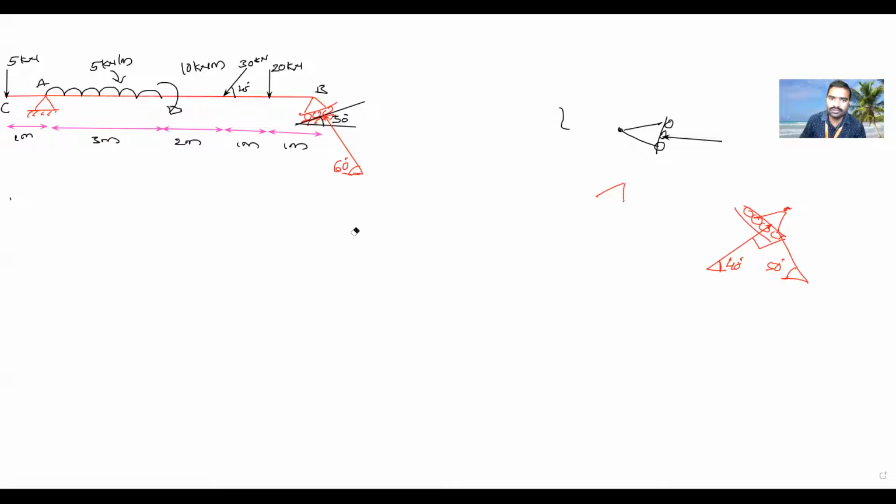Is it understood, everyone? The reaction is making an angle of 60 degree with respect to horizontal. Is it understood, everyone? Yes, sir. Okay. Next is how many reactions are there at a point? One or two? Two. 2 reactions.